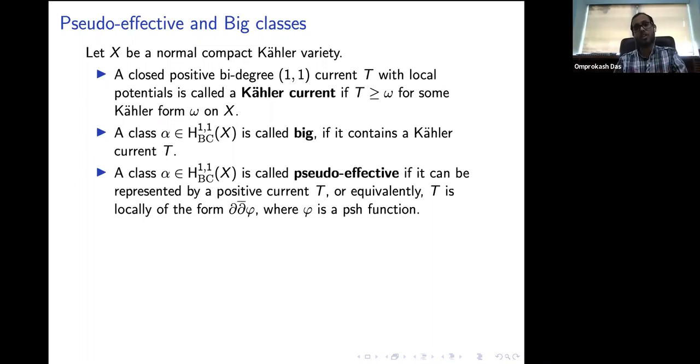And if you want an effective divisor, you have to say not only positive current, but it has to be a current of integration. Okay? That is a positive current along the divisor if it is an effective divisor. So, current of integration along the divisor.